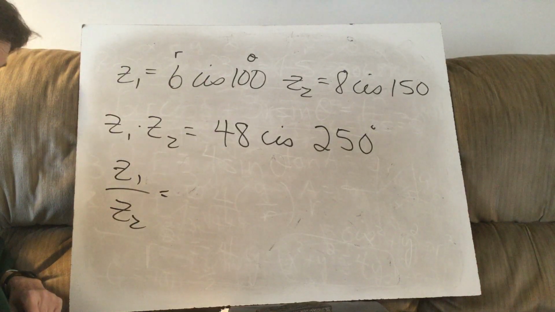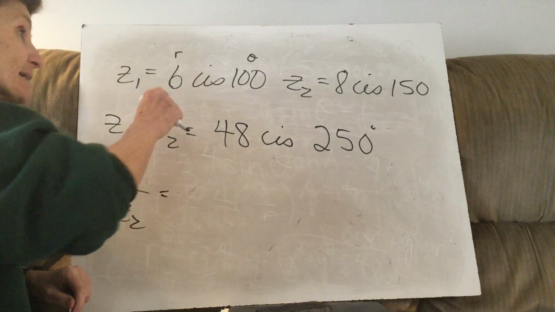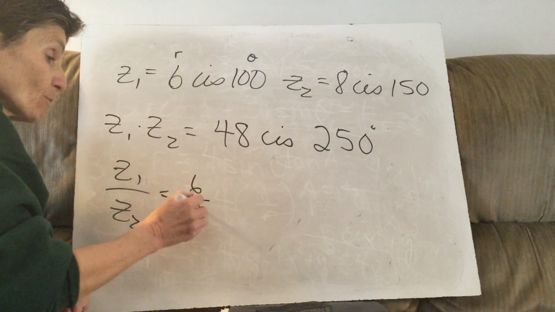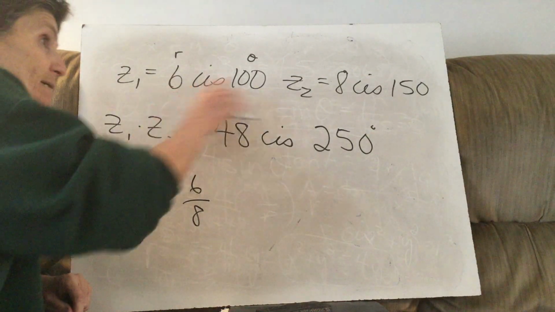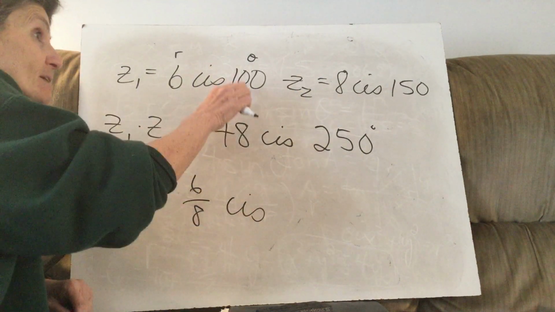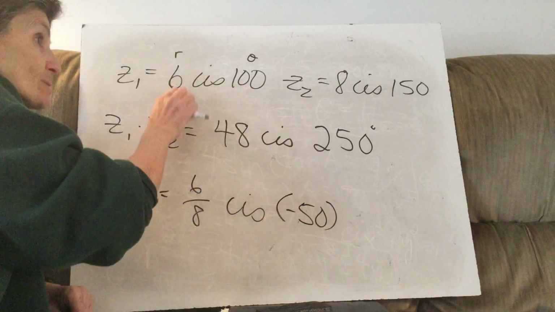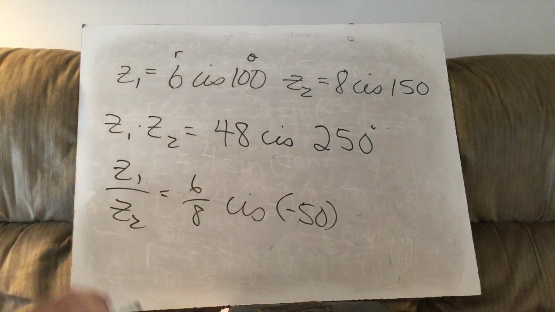Now we're going to divide them. Now when we divide, we do sort of the same thing, except we divide the r's. So that would be 6 over 8, which I'm going to reduce in a minute, but I'll just go one step at a time. So 6 over 8, divide the r's, and subtract the angles. So 6 divided by 8, and 100 minus 150.